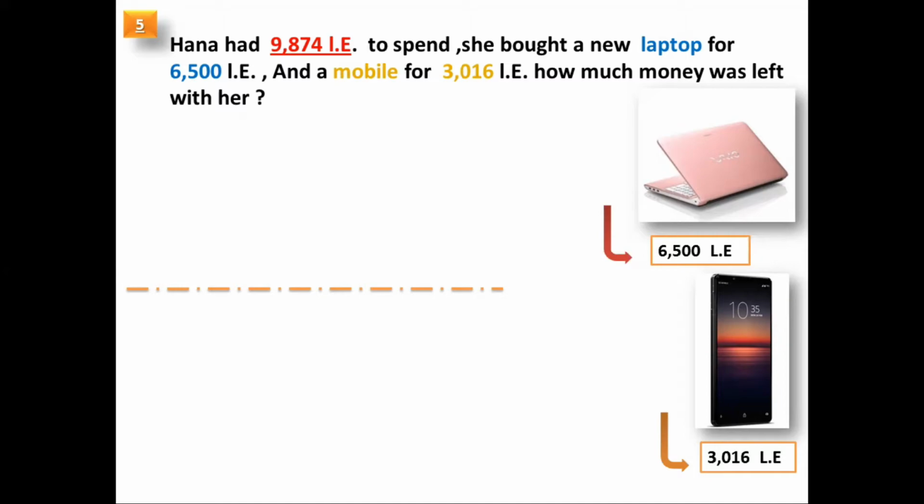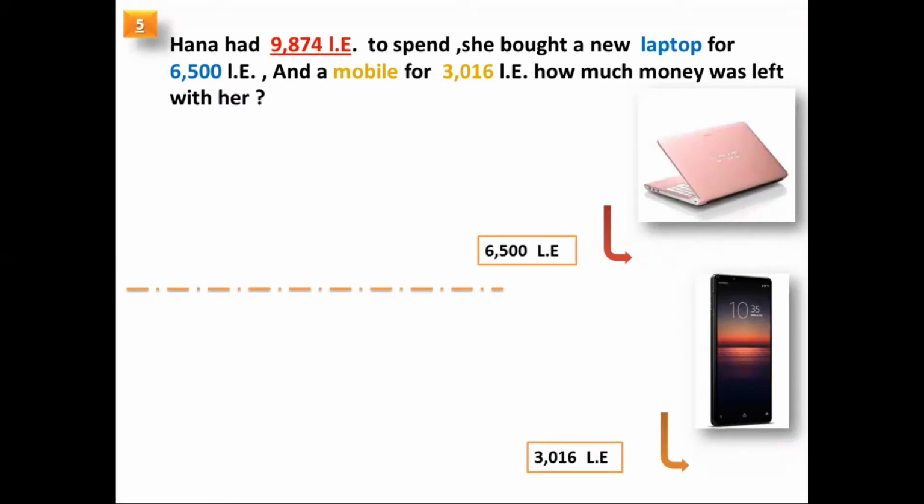In this problem, we will do two steps to get the answer, not only one step as we did in the last problems. This type of problem is called a two-step word problem. And to solve a two-step word problem, we will use both addition and subtraction in order to get the answer. So the first step is to use addition to get the total money of the mobile and laptop. And then in the second step, we will use subtraction.